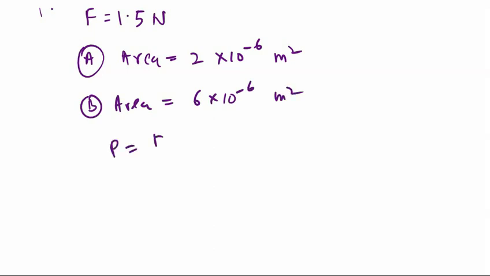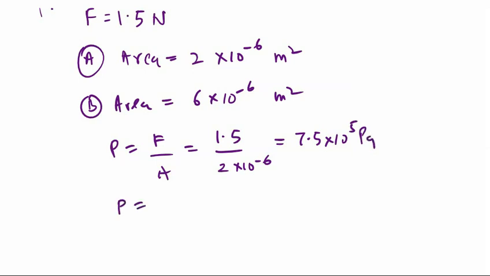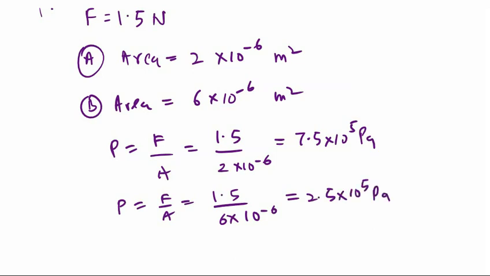So you know that pressure is equal to force by area, which is equal to 1.5, this is for nail A, divided by 2 into 10 to the negative 6, which gives you about 7.5 into 10 to the 5 Pascal. And for nail B, pressure is equal to force by area, 1.5 newtons again, divided by 6 times 10 to the negative 6, which is equal to 2.5 into 10 to the 5 Pascal. Got to express these in scientific notation. 7.5 into 10 to the power of 5 is scientific notation. Got to have one number to the left of the decimal.